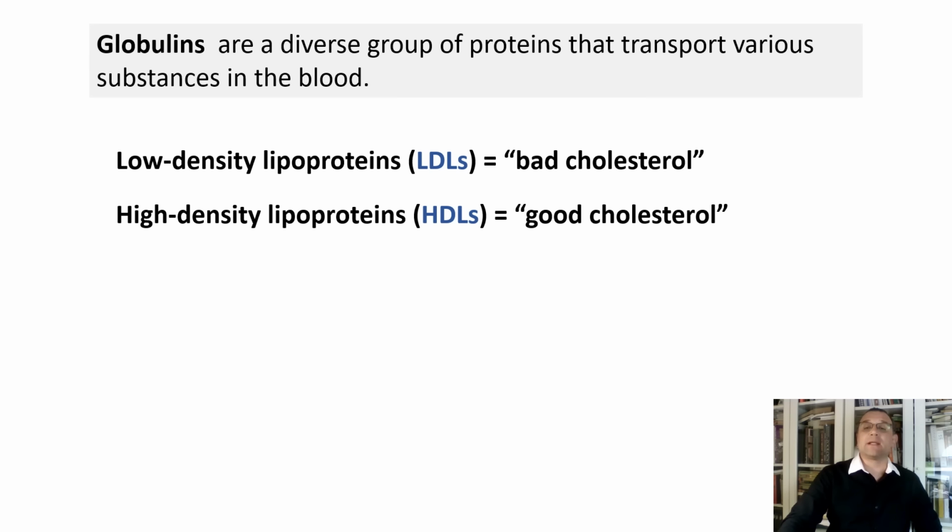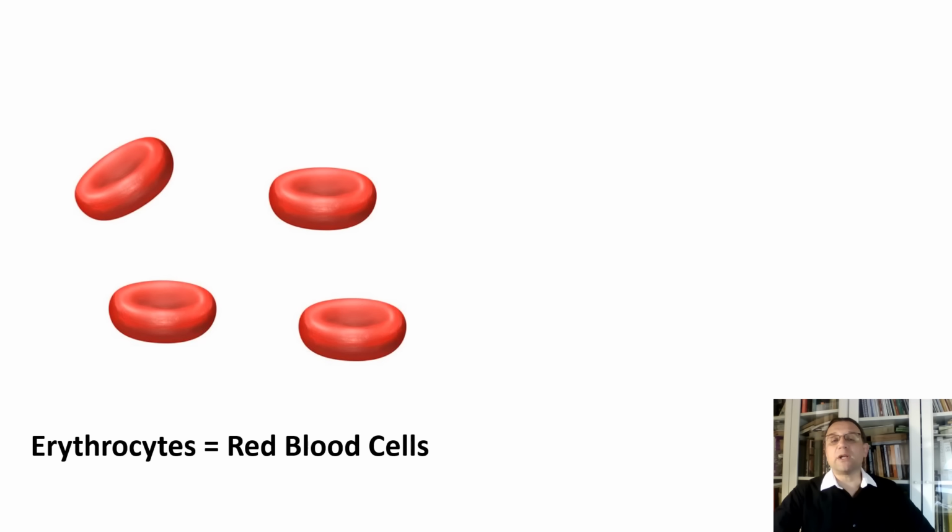Low-density lipoproteins are sometimes called bad cholesterol because high blood levels of these lipoproteins are associated with increased risk of cardiovascular health problems. Exercise tends to increase high-density cholesterol concentration, while smoking has the opposite effect on the LDL and HDL ratio. Now let's take a look at erythrocytes, often called red blood cells.